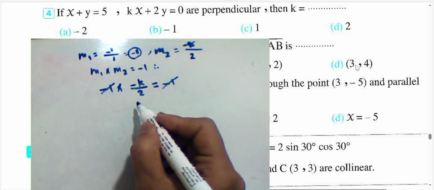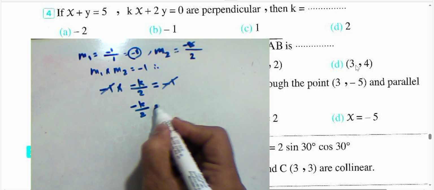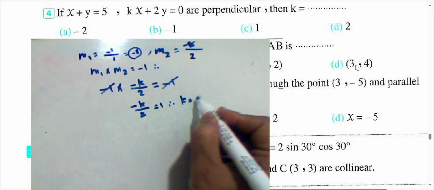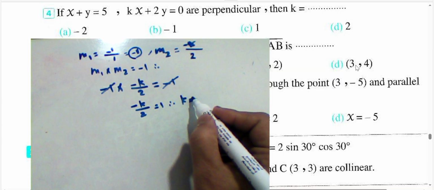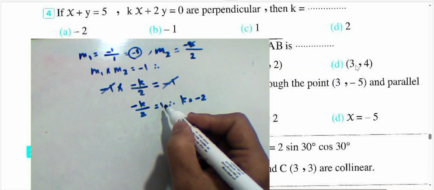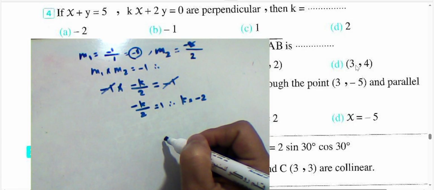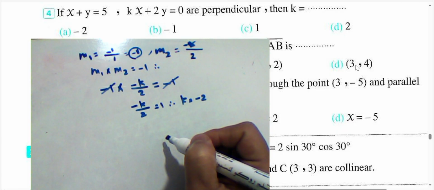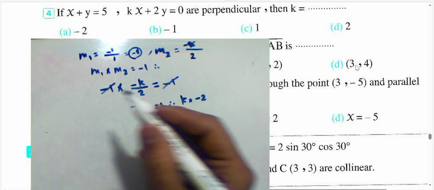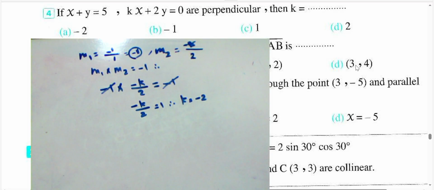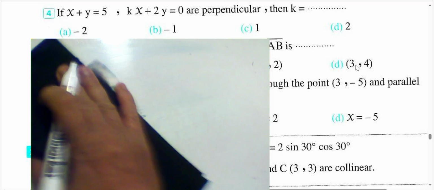Then we divide by negative 1; the negative k over 2 equals 1, then the value of k will be equal to negative 2. Okay, negative 2. 2 times 1 is 2, 2 divided by negative 1 equals negative 2. In question number 4, choose letter A. The answer will be letter A. Next question.